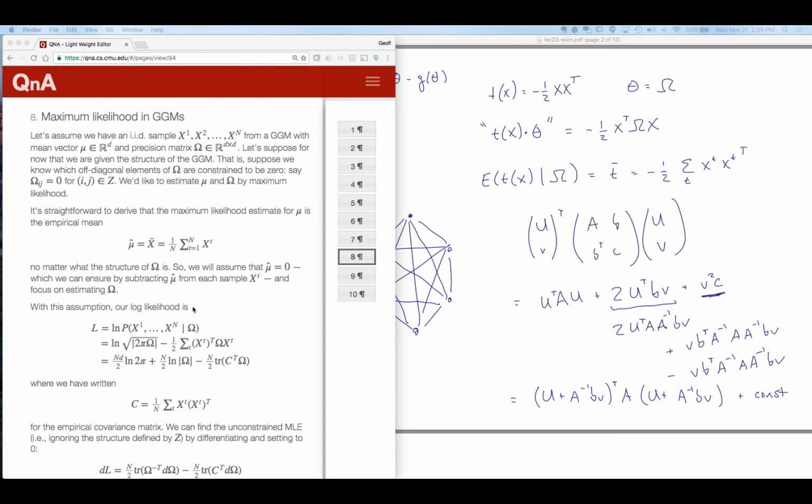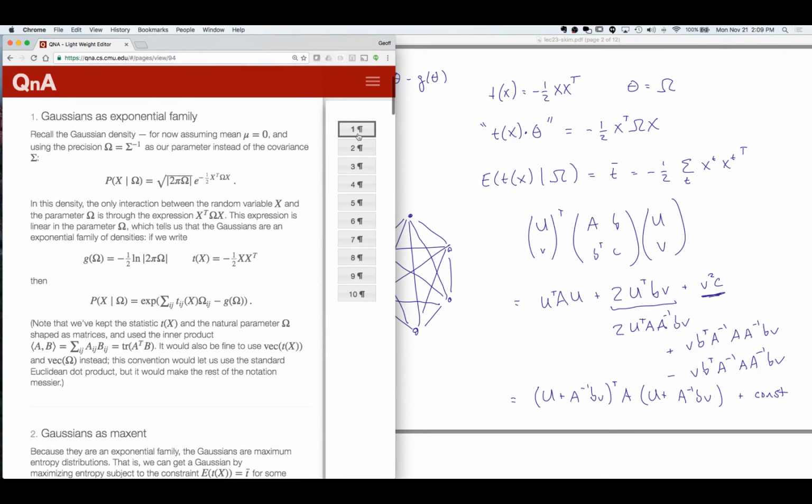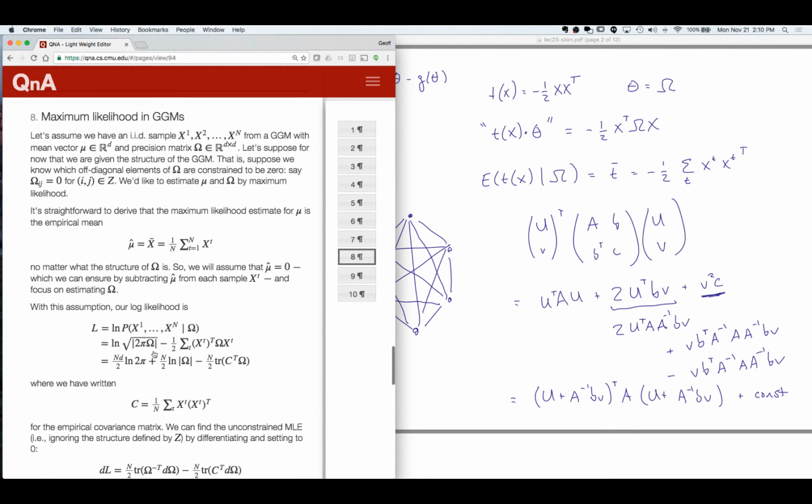All right, so our log likelihood is the log of the probability of all of our x's given omega. If we go back and take a look at the Gaussian density, the part that there's the square root of the determinant of 2 pi omega, and there's e to the minus half x transpose omega x. So if we go back down here, we get the log of the square root of the determinant of 2 pi omega minus a half sum over all of our, sorry, there should be an n here because there's n copies of this.